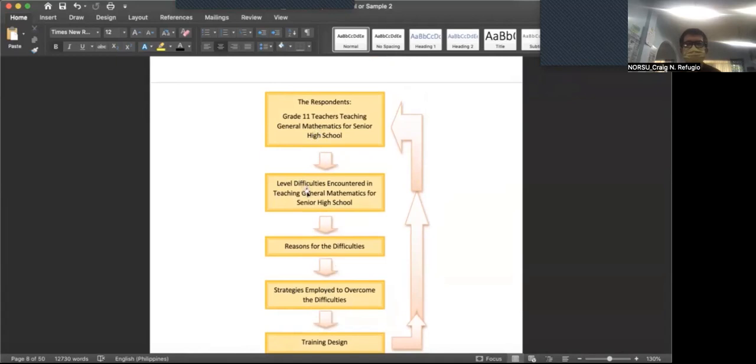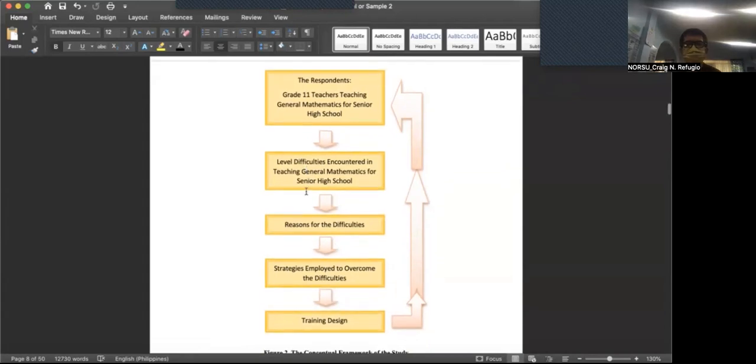So the respondents would have a variation among yourselves. The second box, the level of difficulties encountered, will have a variation among yourselves. Reasons for the difficulties, that's common to all of you. Strategies employed to overcome the difficulties, that's actually common to all of you. Then the training design, that's actually common to all of you. And if you look at the arrow, it provides a direction.